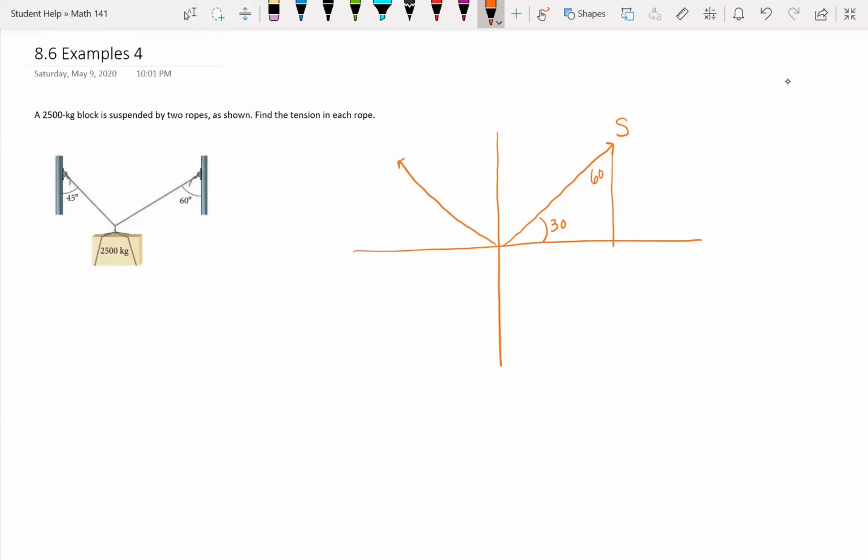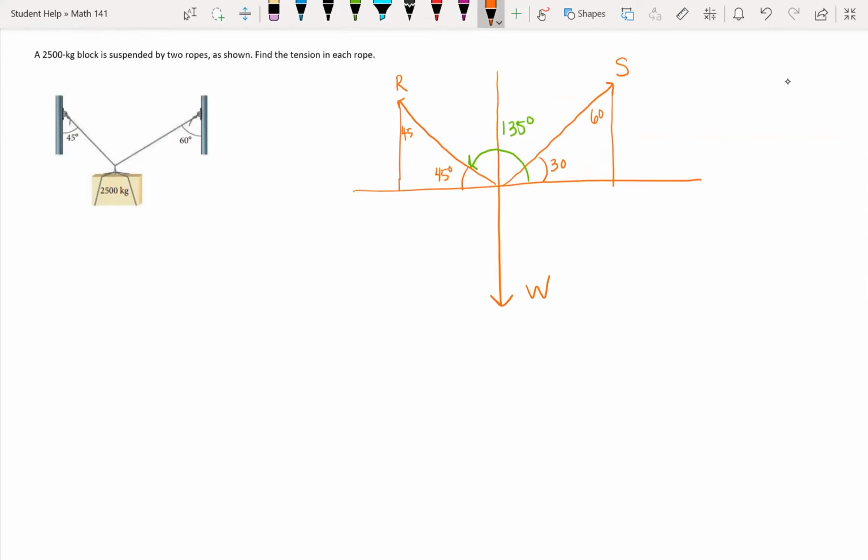We'll call that vector R. And we know that this angle is going to be 45 degrees because the way they've got it, they've got 45 up here. Right? And then this whole angle here is 135 degrees, right? Okay. And then we'll call this W. This is going to be the weight that's going down. So S and R represent the two ropes.